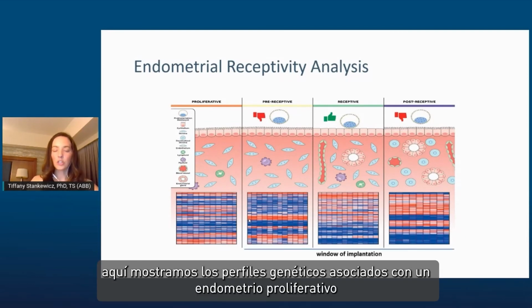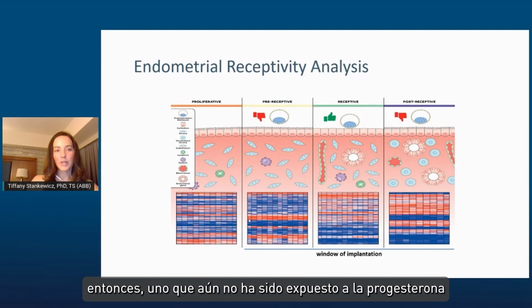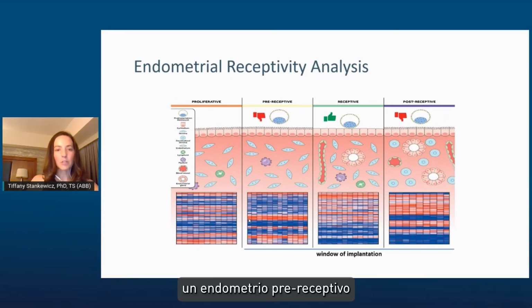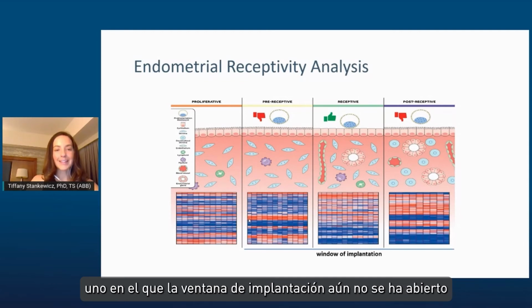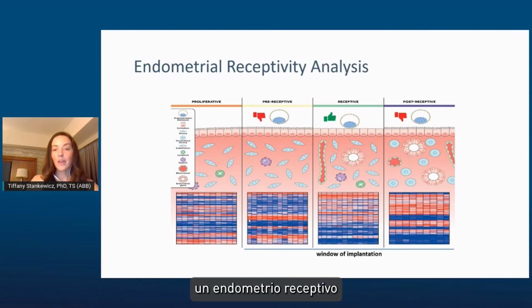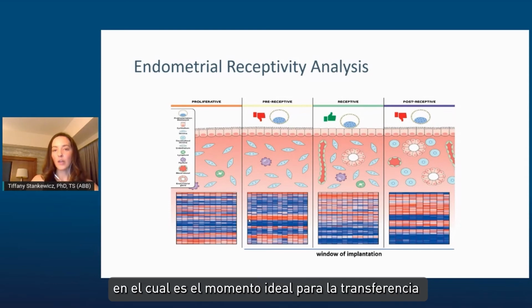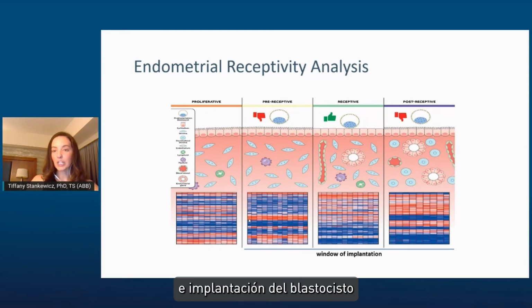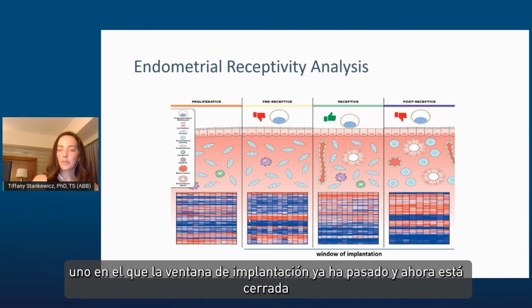We show the gene profiles associated with a proliferative endometrium, so one that has not yet been exposed to progesterone, a pre-receptive endometrium, one in which the window of implantation has yet to open, a receptive endometrium, which is the ideal time for blastocyst transfer and implantation, and the post-receptive endometrium, one in which the window of implantation has already passed and is now closed.